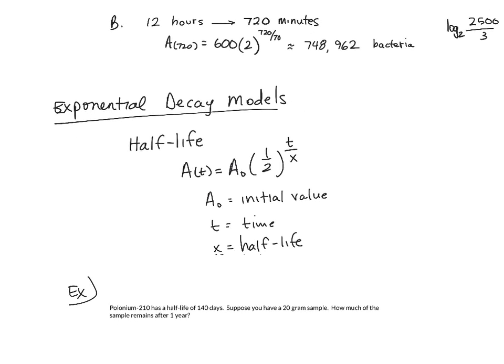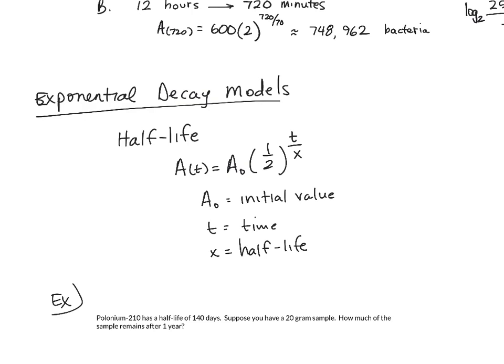Now we have exponential decay models. The most common, by far the most common, is our half-life when we're talking about radioactive isotopes. So the half-life model is very similar to the doubling time model we just used, except the base is 1/2 because the substance is being cut in half at some half-life value. So it's pretty much the same model. We have an initial value, a base of 1/2, because we have a half-life value here for x.